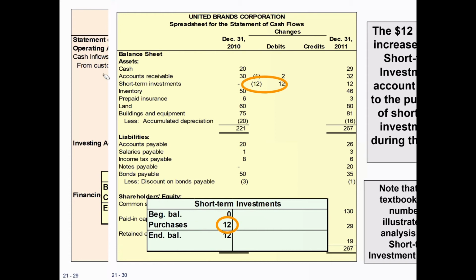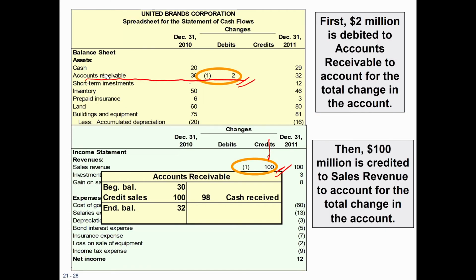Instead, we look at the related items. For cash receipts from customers, sales revenue is related, because sales revenue was 100. That's why we credit 100. And accounts receivable is also related. Accounts receivable was 30, now it becomes 32, right? So accounts receivable increased by 2, assets increase, you debit. So that's why we debit 2 here. If you write the journal, we put it together.